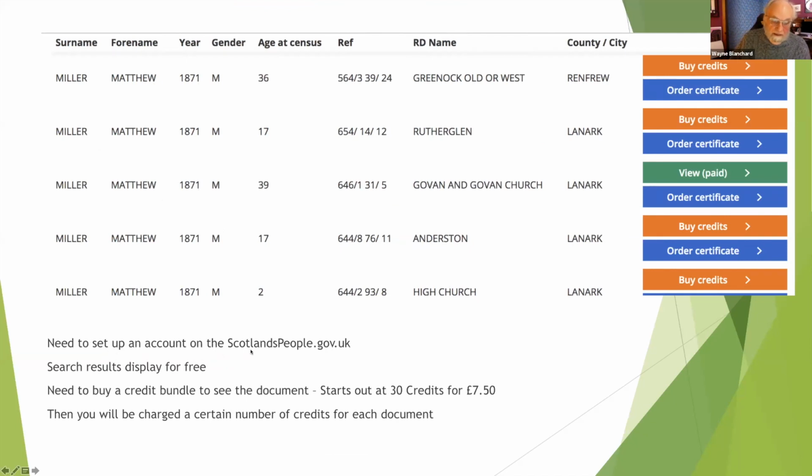You need to set up an account on Scotland's People at scotlandspeople.gov.uk. It's free to sign up. And at this point now, when you search, you can see the search results, like this page for example, for free. That's a change from the past. They used to charge you to see the results, but now they let you see the results first.